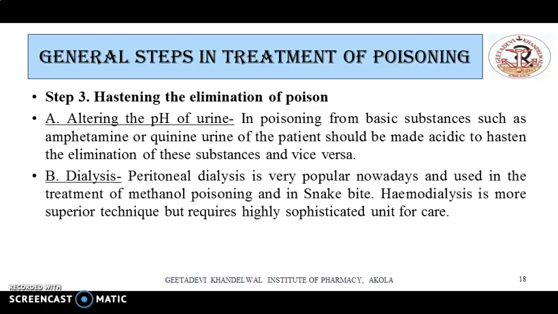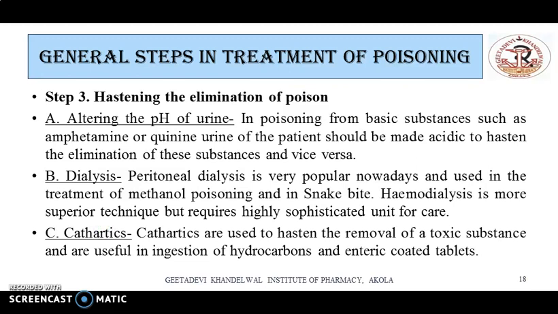Then second step, dialysis. Peritoneal dialysis is very much popular nowadays and used in the treatment of methanol poisoning and in a snake bite. Hemodialysis is a more superior technique but requires a highly sophisticated unit for care. Peritoneal dialysis and hemodialysis have limited use in the treatment of intoxication with chemicals.